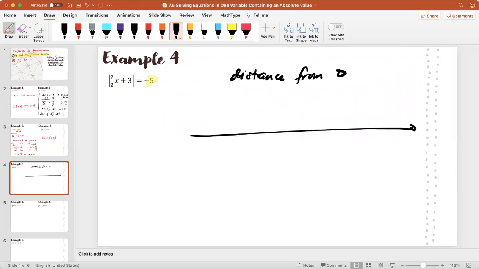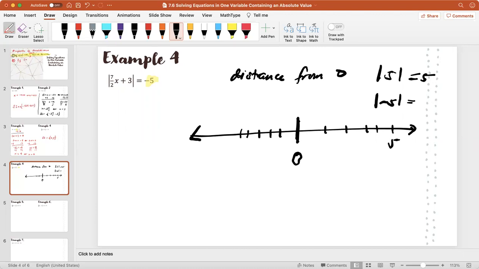Because when we talk about absolute value, this is actually your distance, the distance from 0. So I can show you that to convince you that this is not possible. When we say absolute value of 5, it's simply the distance of the number 5 from 0. So what's the distance of 5 from 0? It is equal to 5. How about the distance of negative 5 from 0? Negative 1, 2, 3, 4, 5, negative 5 here. It's also 5. So when we have this absolute value of 7/2 x plus 3 equals negative 5, that's not possible because this should be positive. So we say there is no solution.